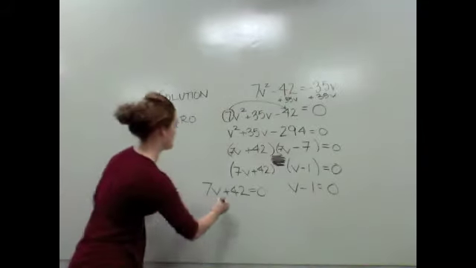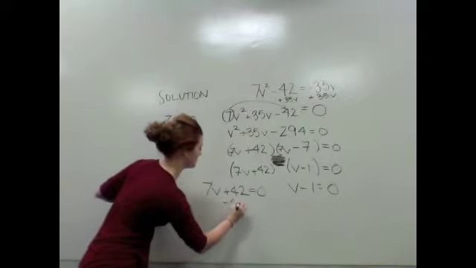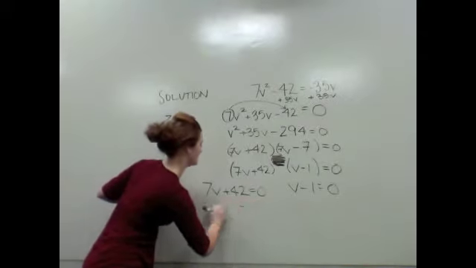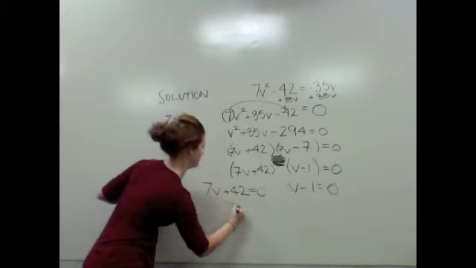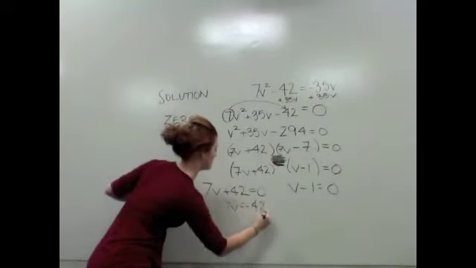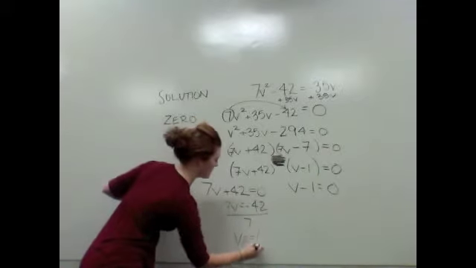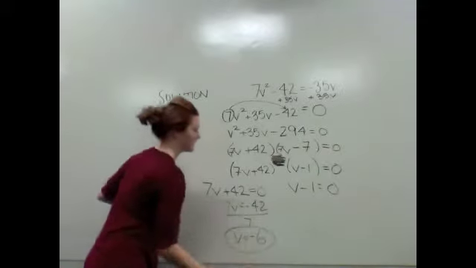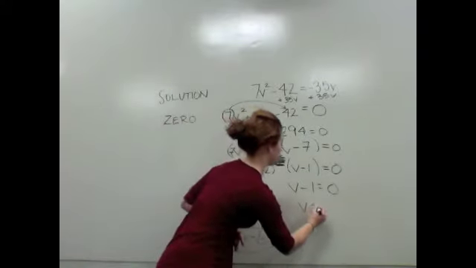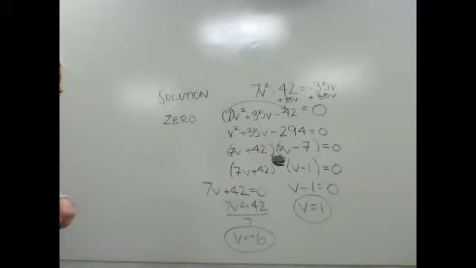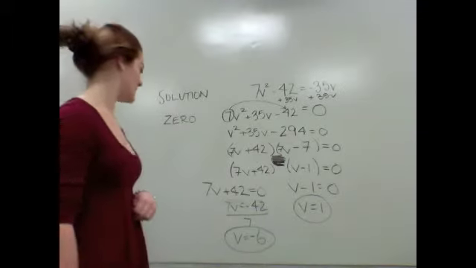So here we go. First guy, we subtract 42 on both sides. 7v equals negative 42. And we divide by 7. So v is equal to negative 6. Then over here, we have v is equal to 1. v is equal to 1 and v is equal to negative 6.